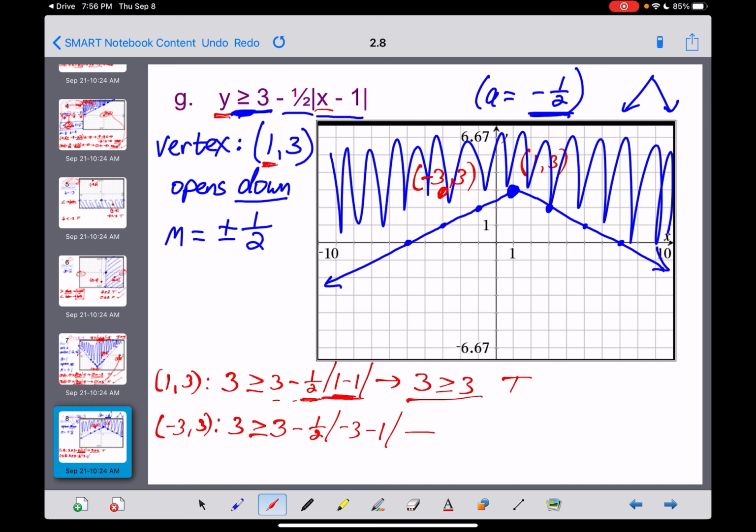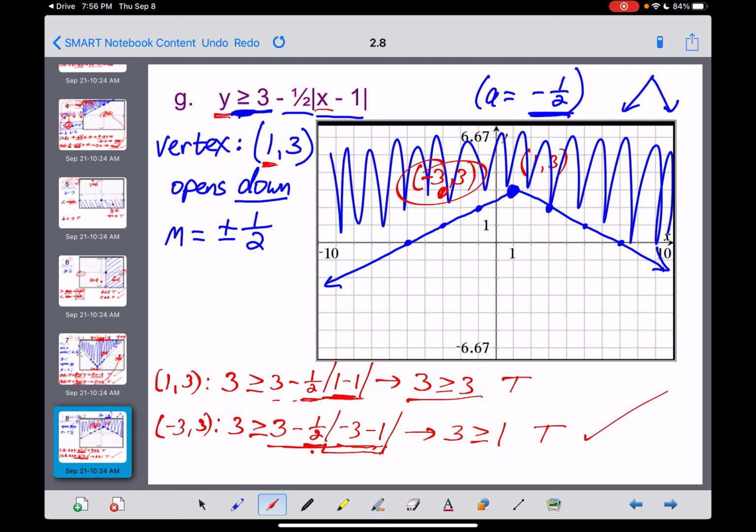Okay, a little tougher here. Let's see what we got. -3 minus 1 is -4. The absolute value of -4 is 4. Half of 4 is 2, and 3 minus 2 is 1. So we get 3 is greater than or equal to 1. And that statement is true. And since we're in the shaded region, that's what I was expecting to see.